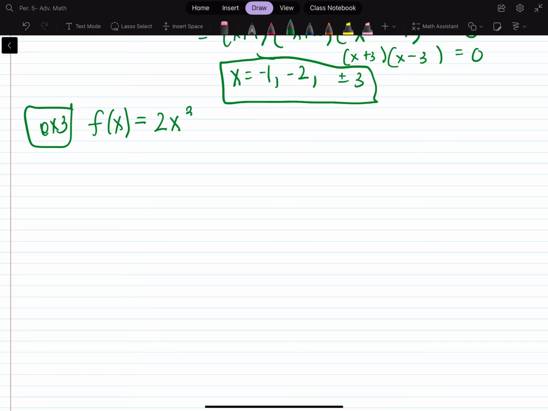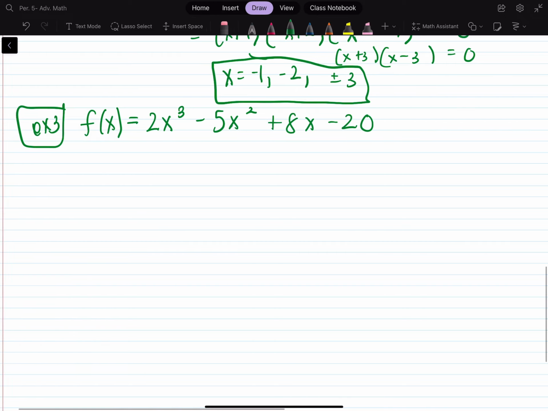2x cubed, my apologies. Minus 5x squared plus 8x minus 20. Okay, wait, I need to check this because it's bothering me now. On this other paper, it has it as squared. 1 second, guys. Okay, yeah, there you go. 2x cubed minus 5x squared plus 8x minus 20.